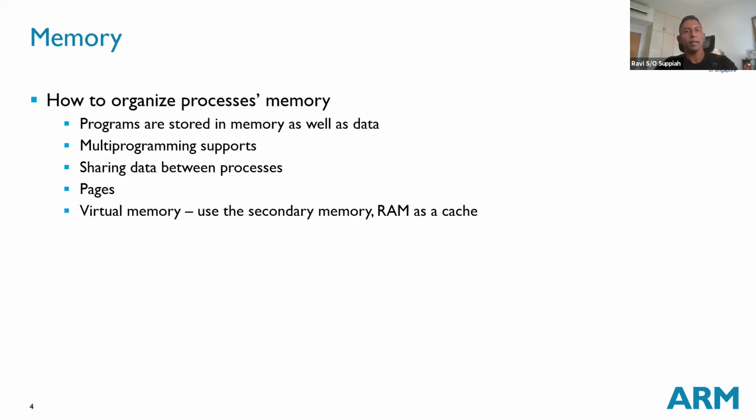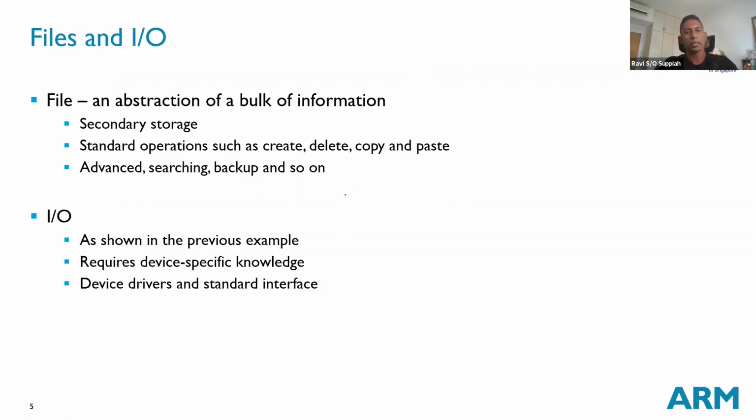So memory, again, we have a limited amount of memory, one for the code, one for the data, and you want to make sure that the OS is able to support that. The concept of virtual memory and so on, we will cover in a separate lecture later on, so we'll get into more details. Files and IO. Like I said, files is just a way to handle bulk information, especially when you want to keep it even when your system is powered down. So you need a file system. And IO is basically what we have been doing so far, something you're familiar with.